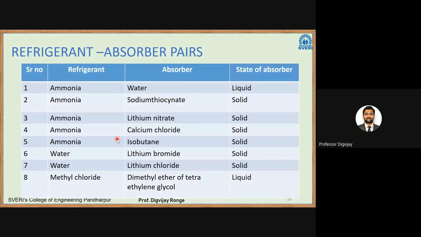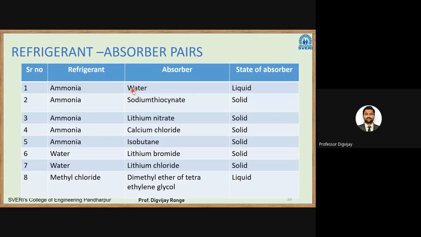So there is a table in front of you. In the first column it is the refrigerant. Second is the absorbent. Refrigerant will be the absorbate, and we have an absorbent. Then there is the state of the absorbent. Okay. So first we have already studied ammonia. Ammonia acts as a refrigerant, with water. So why have we taken ammonia with water? Because water has very great absorption capability, or affinity, towards ammonia.